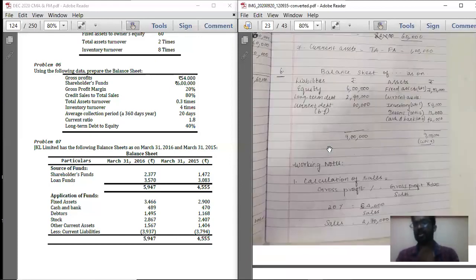Now we should bring everything to the balance sheet. First, fixed assets, working note number 9. How much did we find for fixed assets? 7,92,000.